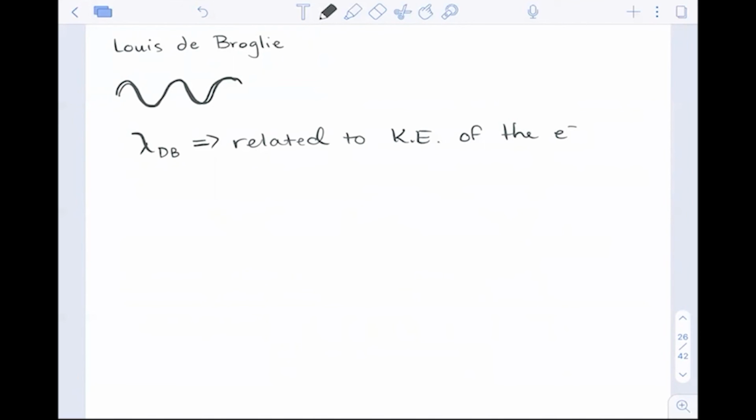And so this is his wavelength equation. H, Planck's constant, divided by mass times velocity. So let's just define a couple of things. This is Planck's constant that we had seen before, again, always given to you. 6.626 times 10 to the negative 34 joules times seconds.